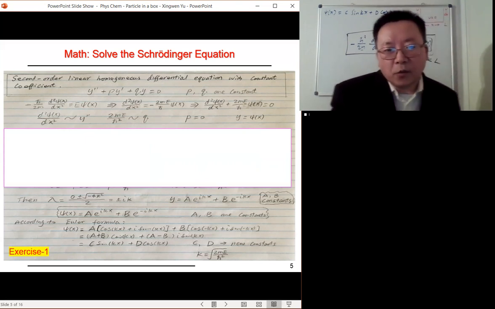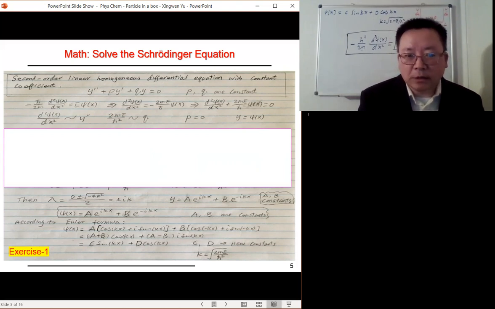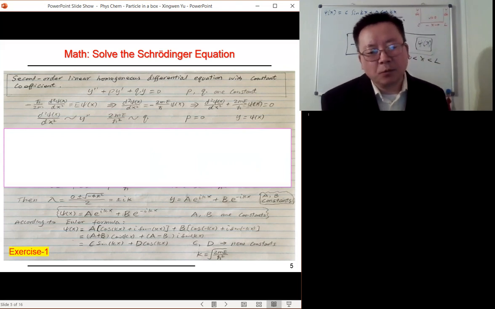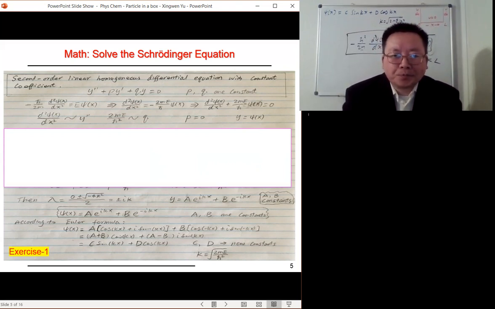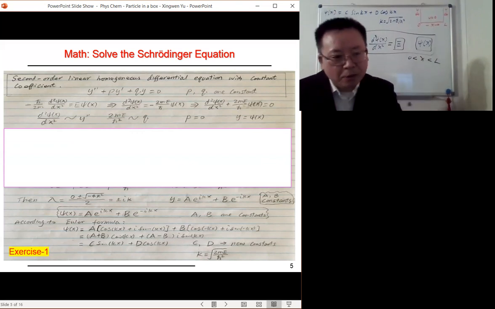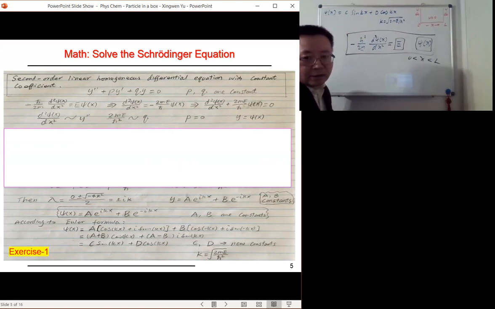I have written 4 notes here, the 4 procedures of solving this equation. I covered some steps here. I want you to practice after class, just practice how to solve this equation. It's good for you to practice the mathematical skills of solving the differential equation. Because this will be exercise 1 after the class, now let's go ahead.